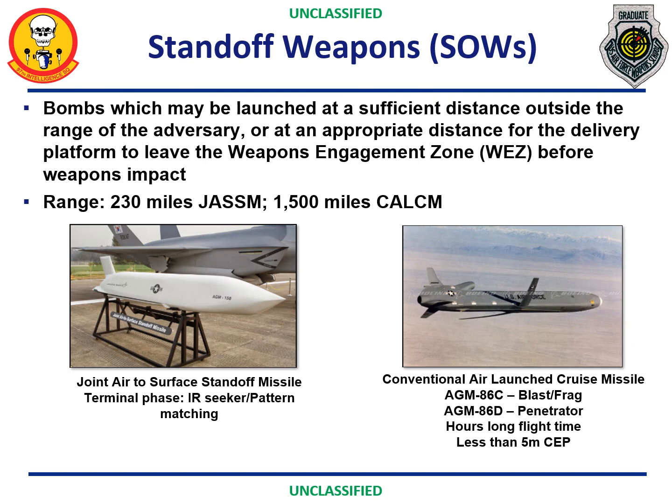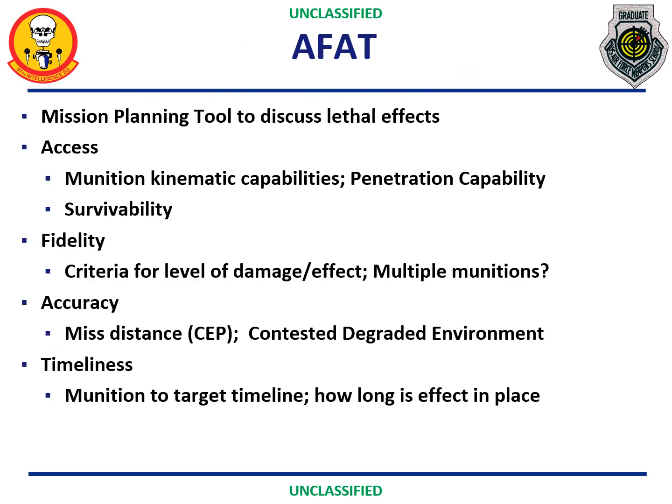We just spent the last several minutes discussing what makes up a bomb and different bombs in the Air Force's inventory. Now let's look at a mission planning tool called AFAT, or Access, Fidelity, Accuracy, and Timeliness, to discuss the lethal effects of bombs and also different considerations to look at when trying to employ different weapons. To illustrate the AFAT model, I'm going to use a straw hut as a target.